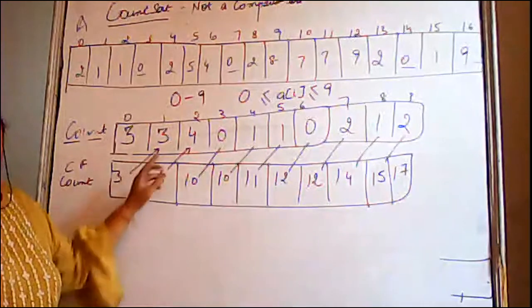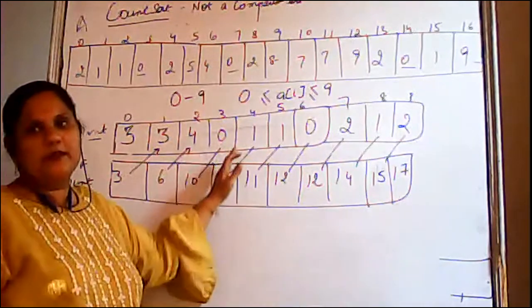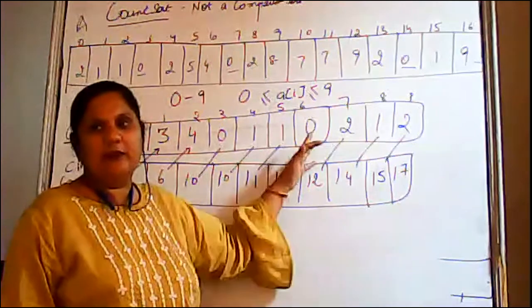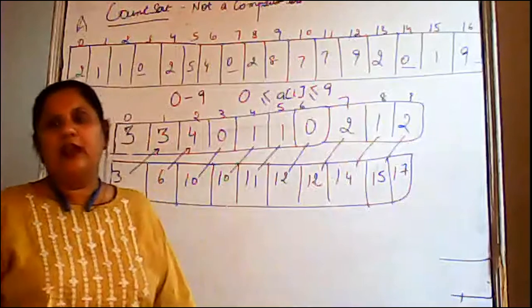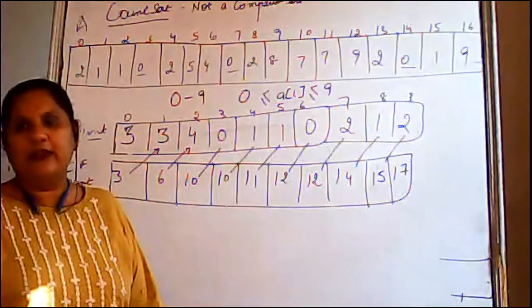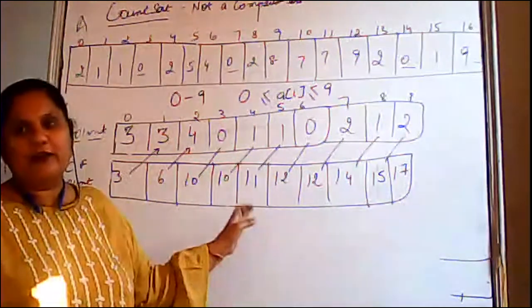3 as it is. 3 plus 3 is 6. 6 plus 4 is 10. 10 plus 0 is 10. 10 plus 1 is 11. 11 plus 1 is 12. 12 plus 0 is 12. 12 plus 2 is 14. 14 plus 1 is 15. And 15 plus 2 is 17. Fine. This is how you will find the cumulative frequency count.